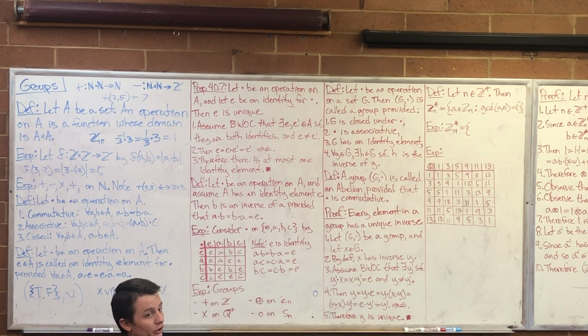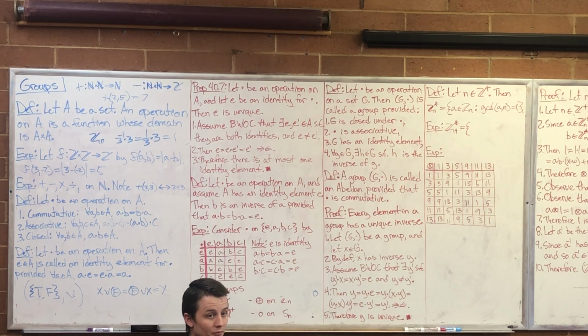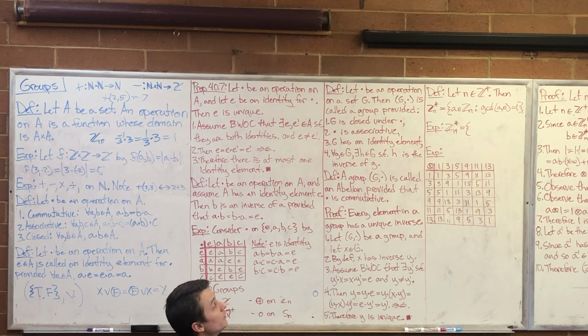So let's do an example to make sure you're getting it. Let's look at Z sub 14 star and look at everything in there. First off, this is going to be a subset of Z14. What is Z14? All the numbers from 0 to 13, right? Now, which of the numbers between 0 and 13 are relatively prime with 14? Or in other words, when you take their GCD with 14, you get 1. 7? 7 is no. What's the GCD of 7 and 14? 7, because 7 goes into 14.